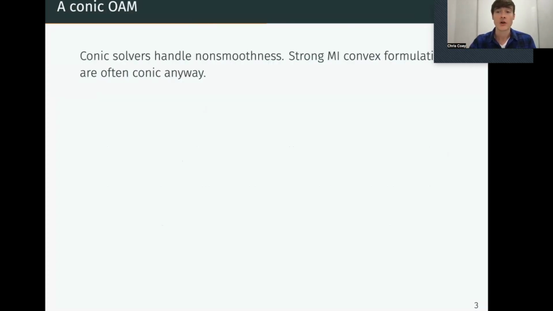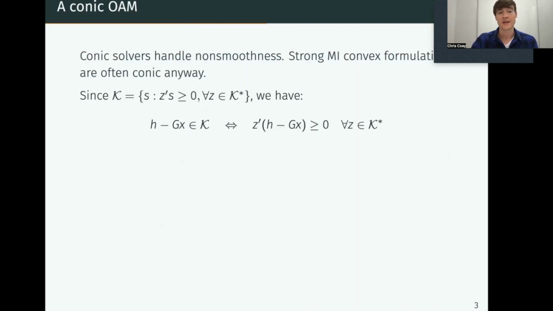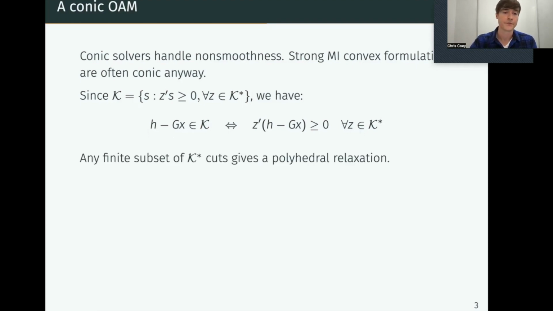We're talking about a conic outer approximation method here. And the reason is, first of all, conic solvers can handle non-smoothness. And oftentimes, strong mixed integer convex formulations are conic anyway. So we can define the cone K in terms of its dual cone as follows. And because of this representation, we can write our conic constraint in an equivalent semi-infinite linear form like this. So any finite subset of these z points from the dual cone K star gives us a polyhedral relaxation through these linear constraints here.